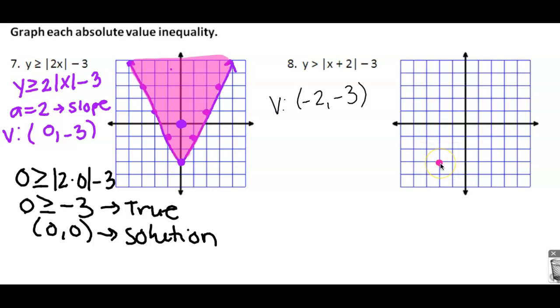What is my slope? What's in front of the absolute value? 1. So I'm just going up 1, right 1, up 1, right 1, left 1, up 1, left 1, up 1, left 1. Now, is this absolute value going to be solid or dashed? Yeah, it's dashed because it's greater than, but not equal to.